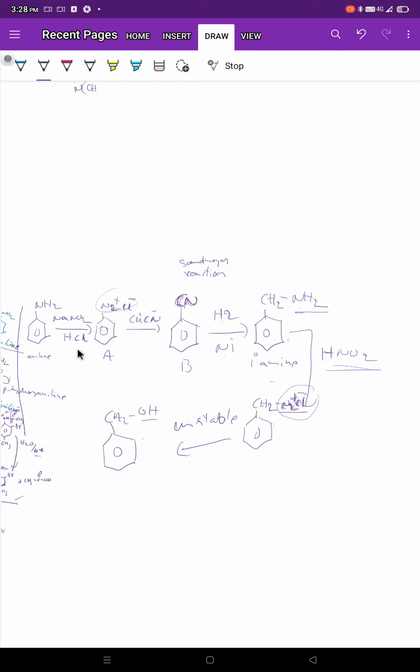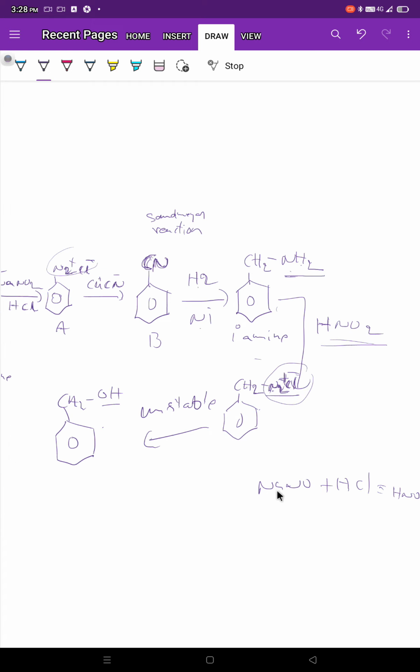You may also remember that NaNO2 plus HCl gives HNO2. That is the reason why we have written like this. This one is converted into this one. So you can remember this point also.